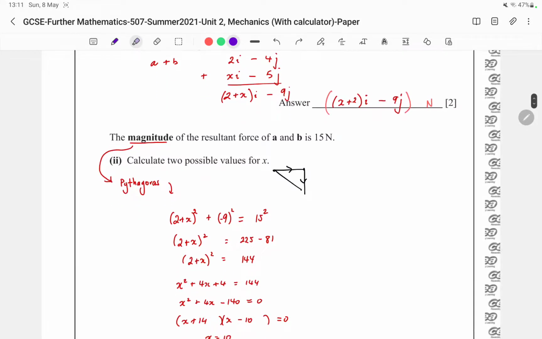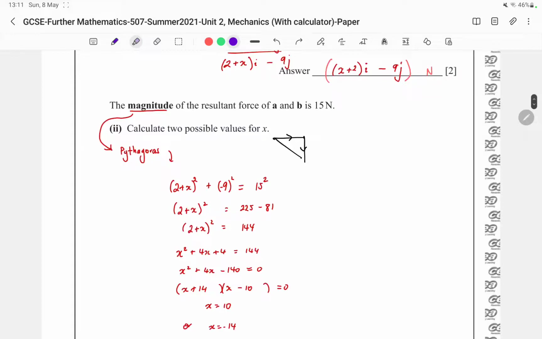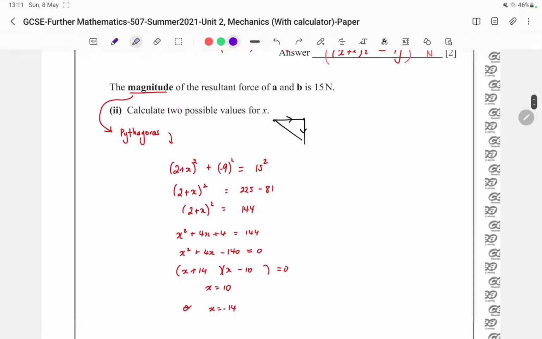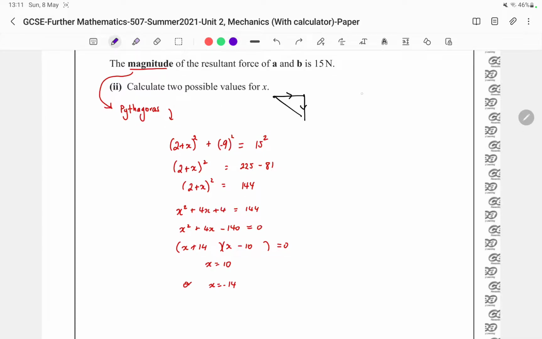The second part is asking about the magnitude of the resultant force. So we have an expression for the resultant force in our previous answer, and if you check your formula sheet you'll see the magnitude of the resultant force is using the formula for Pythagoras really. So the magnitude of xi plus yj is found by taking the square of x, the square of y, adding them together and taking the square root, because the magnitude is thought of just like the hypotenuse of a right angle triangle.